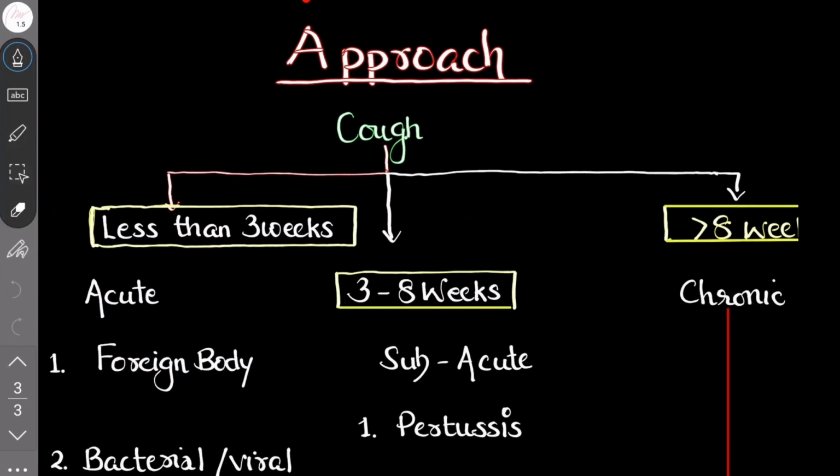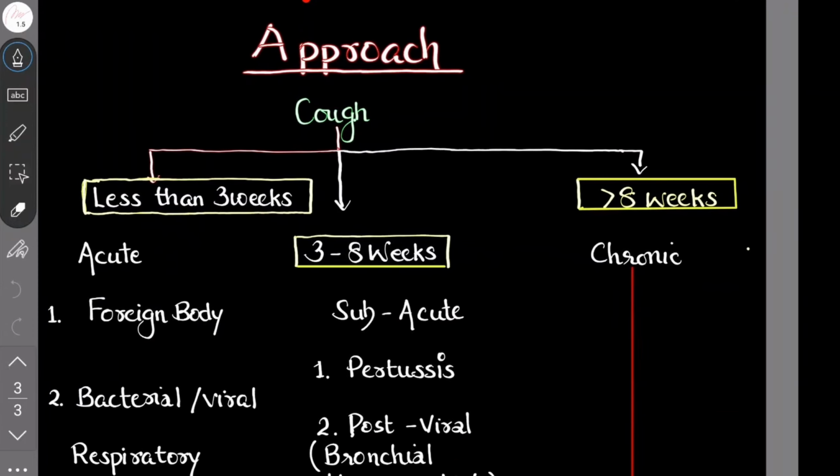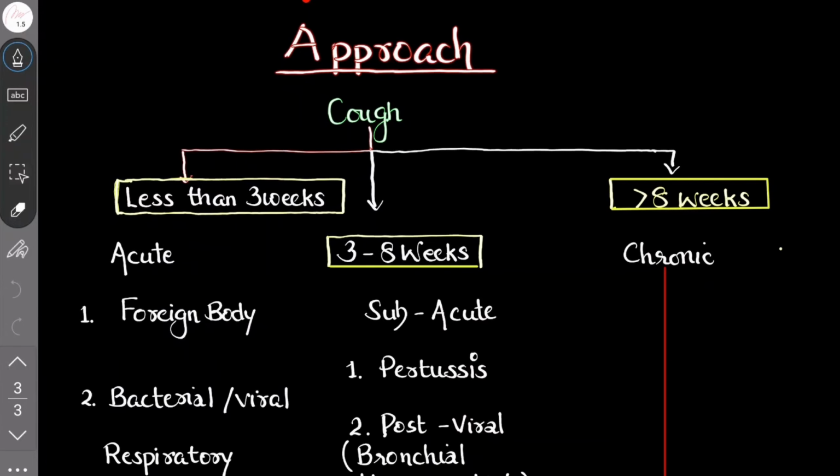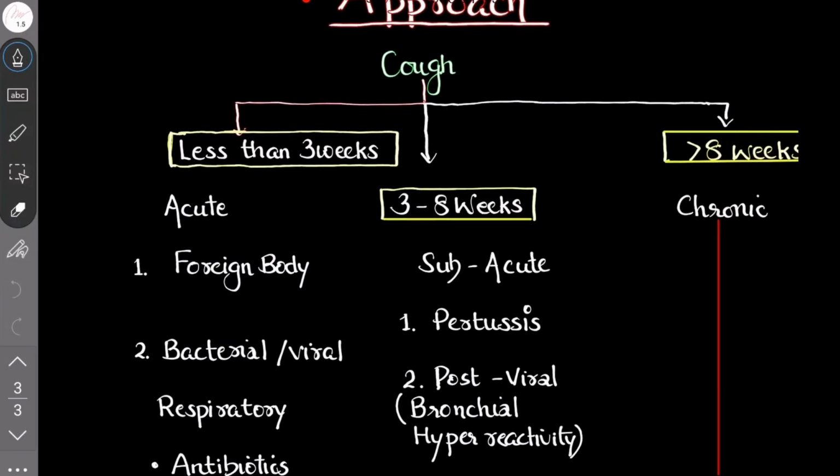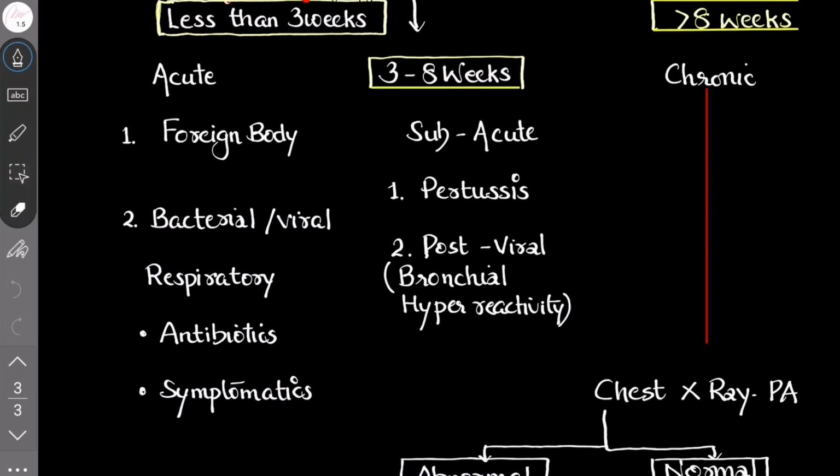Now we'll discuss how to approach a cough. If a person comes with a cough, how do we approach that case? The person says he has had a cough for less than 3 weeks, which means an acute onset. Less than 3 weeks means acute onset, which is probably a foreign body or bacterial or viral respiratory infection. In bacterial or viral infections, there can be secretions, sputum production, mucus secretions, so we treat accordingly with antibiotics and symptomatic treatment.